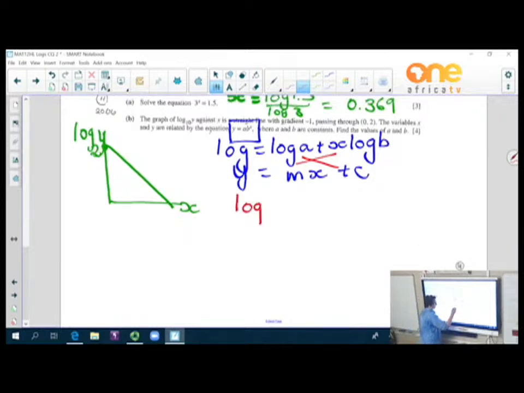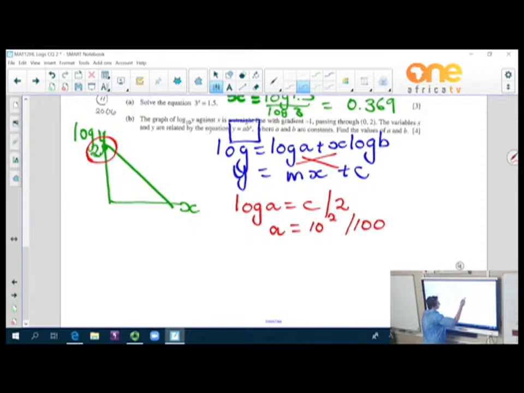So log A is equal to C. What is the value of C? Here I have it on my graph. So it is equal to 2. I need to unlock it to get the value of A. So A is then equal to 10 to the power of 2, and that is 100. Now we need to find the gradient.